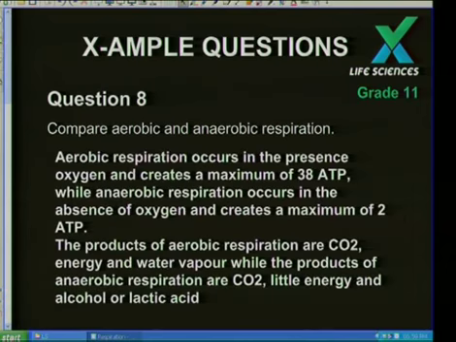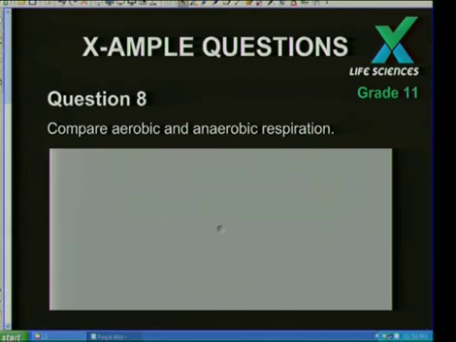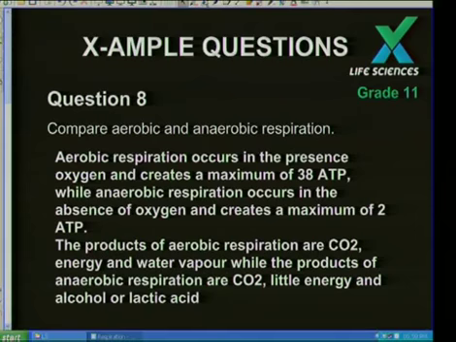Next question says, compare aerobic and anaerobic respiration. Now remember, the question did not ask you to tabulate here. I put these two questions deliberately next to each other so you know when I say tabulate, you put in a table. When I say compare, or explain the differences, then you just need to talk about it. Remember that. So firstly, let's look at the first one.